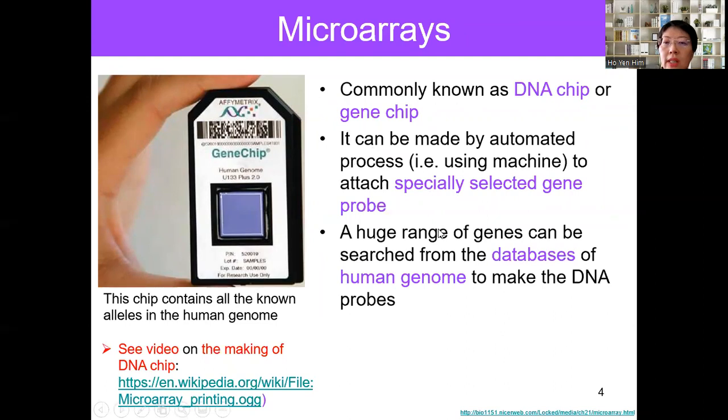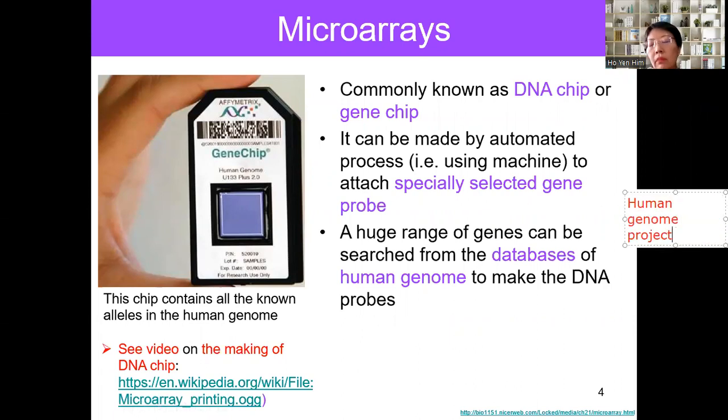A huge range of genes can be searched from the databases of the human genome. You know that scientists have been involved for many years in the Human Genome Project. Have you heard about the Human Genome Project? This is a project undertaken by many scientists in the world for many years in order to sequence all the DNA of humans. They tried to find out the base sequences of all the DNA of a human, and from there, which sequences are genes. Because of that, they also found the base sequences of the genes. This is a very huge project that is now completed already.